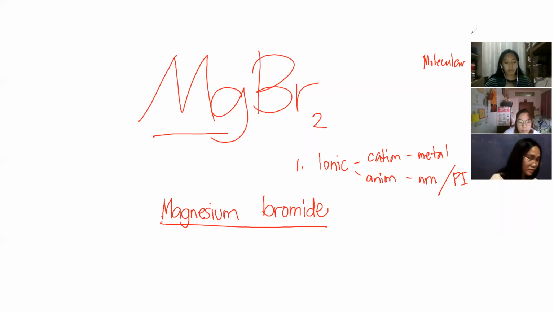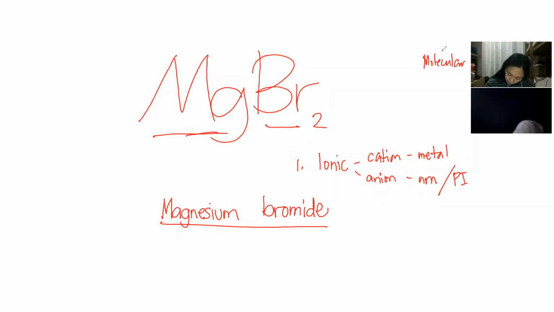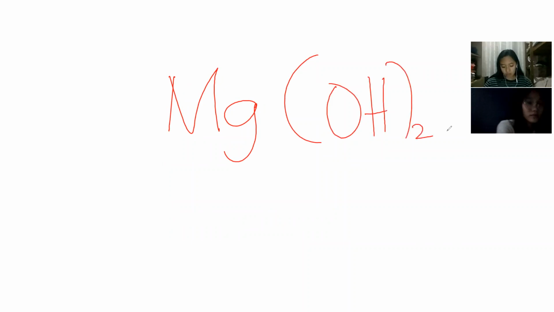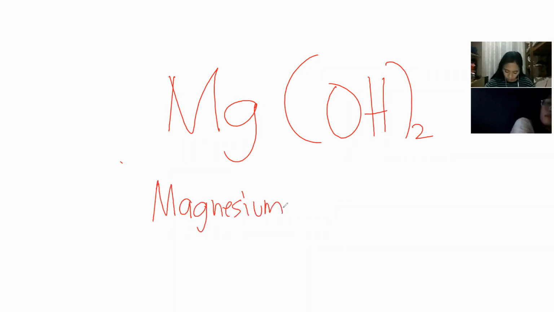Okay? Questions so far? Siyempre, malalaman nyo, class, kung polyatomic ion kasi you will have more than 2 elements sa formula. Just like this one. So you will have more than 2 elements. Pero ionic pa rin siya kasi you still have the magnesium here. Anong tawag nga kay OH?